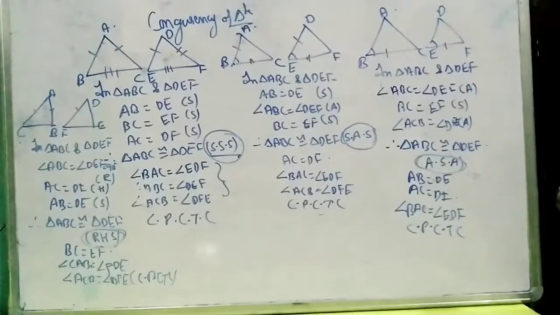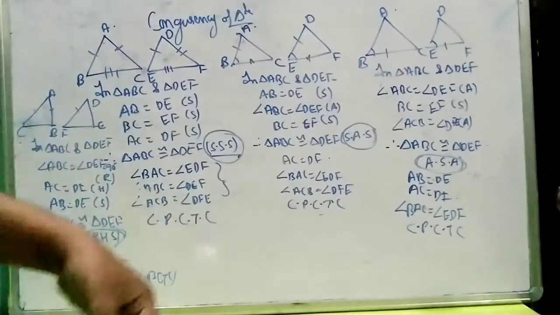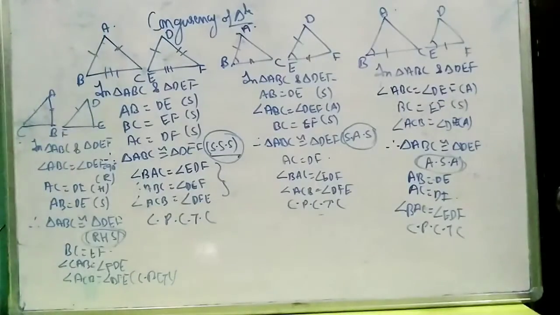This shows that congruency can be used to find out the other angles and sides of a triangle. These are the properties of congruency on which the sums are based.